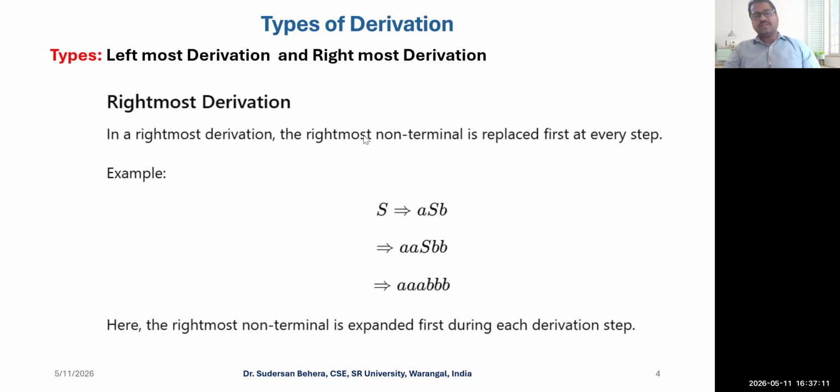In a rightmost derivation, the rightmost non-terminal is replaced first at every step. Here, as there is a single variable, if you consider this single variable as the rightmost variable and expand it, this S gets replaced with ASB, and then finally S gets replaced with AB, and finally you get 3A's followed by 3B's.